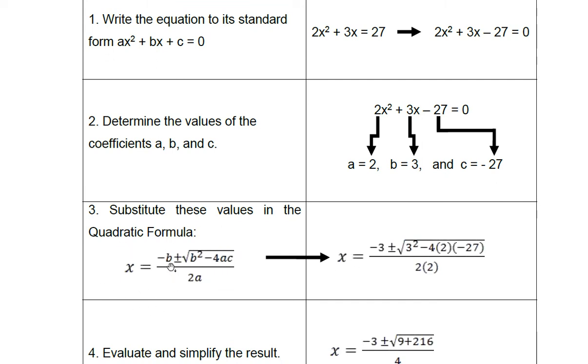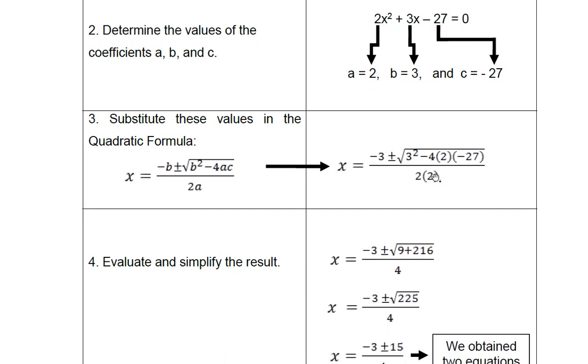Just copy our negative. We have negative b, b is 3, plus minus square root of b squared. B is 3, minus 4, this constant is the 4, times a. A is 2, times c is negative 27, over 2 times a, that is 2 times 2. So then simplify. To simplify, just simplify first inside the radicals. So inside here, 3 squared, that is 9.